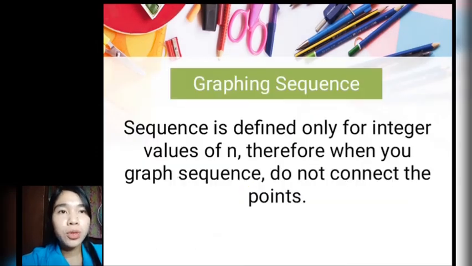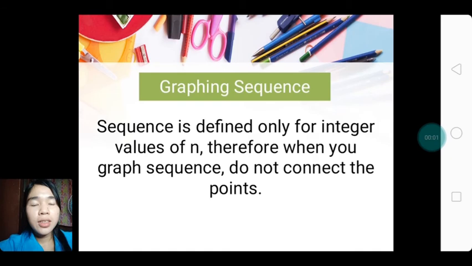Now, let's proceed to graphing sequences. So, we have here that a sequence is defined only for integer values of n. Therefore, when you graph a sequence, do not connect the points. So, let's have an example.